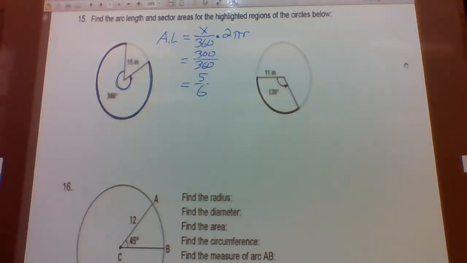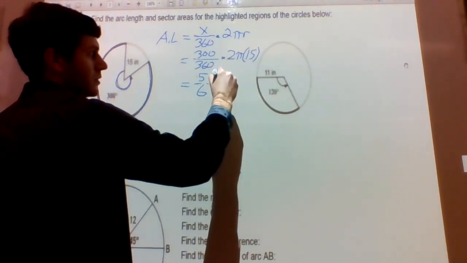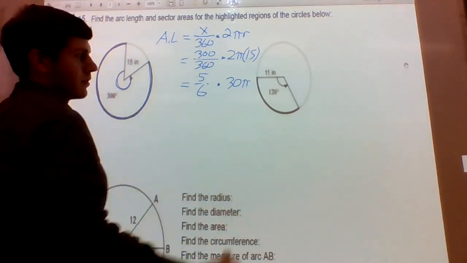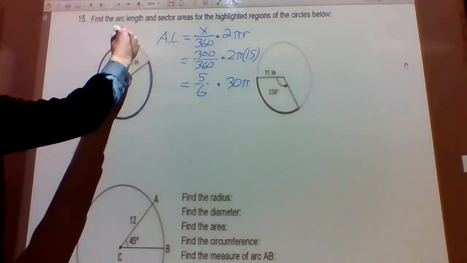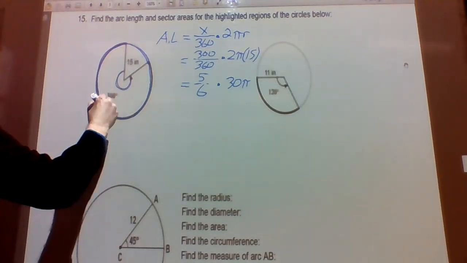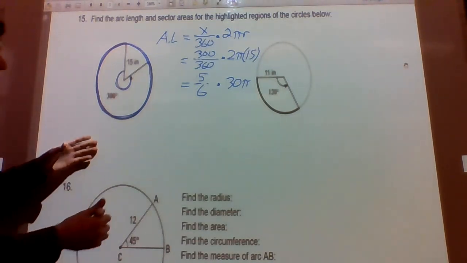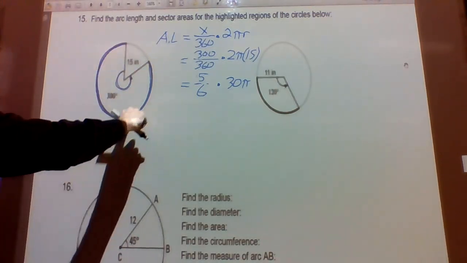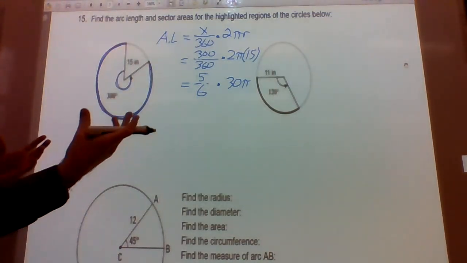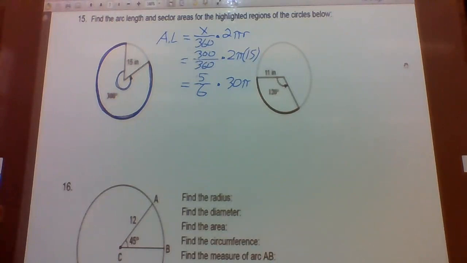5/6. And then 2 pi r: our radius is 15, so 2 pi times 15, that's 30 pi. 30 pi represents the circumference of the whole circle. But we don't want the length of the whole circle. We only want the length of 300 out of 360, so we only want 5/6 of the circle. So we multiply the total length by 5/6, because we want 300 degrees out of 360 degrees.